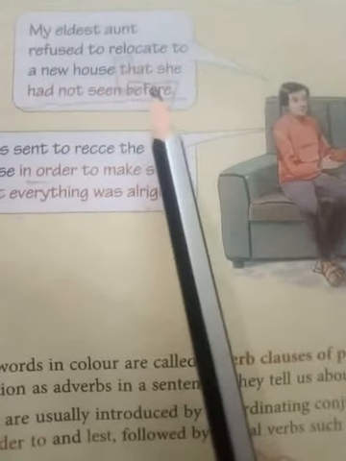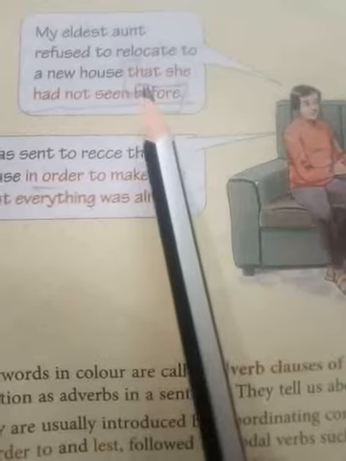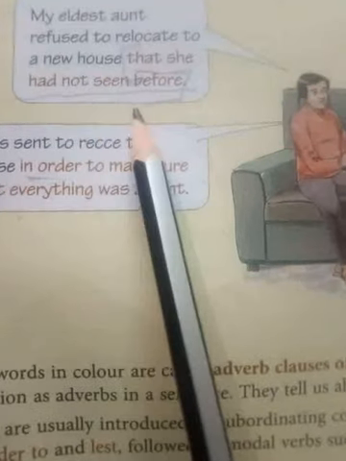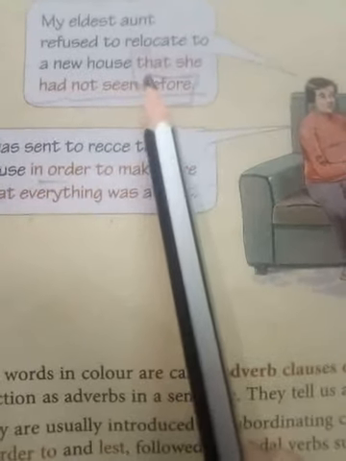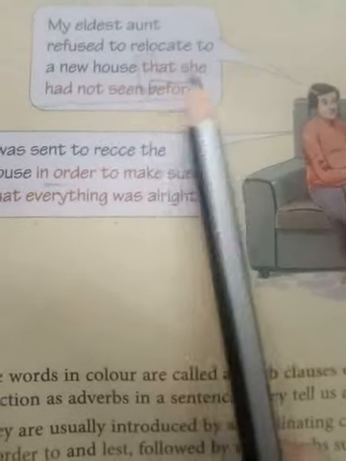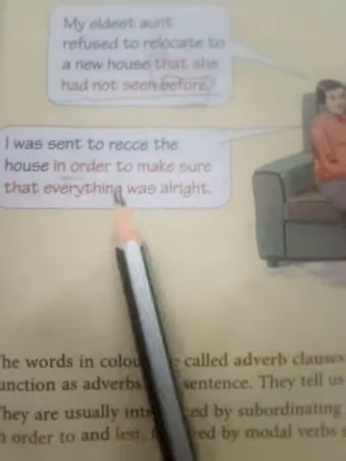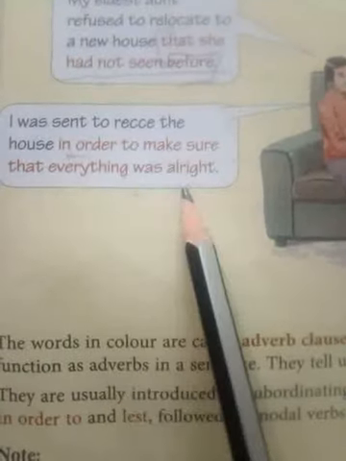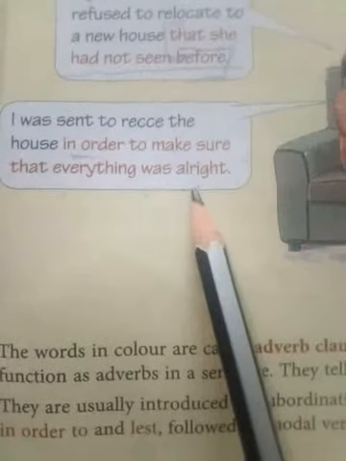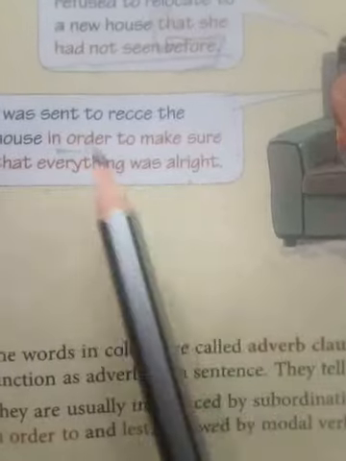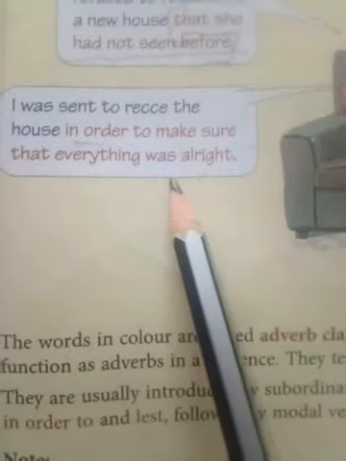She didn't want to go there because she had not seen that house before. So we have the adverb clause of purpose here, that she had not seen before. I was sent to recce the house in order to make sure that everything was all right. Why was Tyapa sent to see the house? In order to make sure that everything was all right. So here's the purpose of the action. In order to make sure that everything was all right.